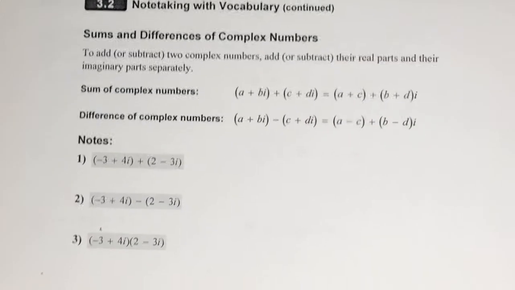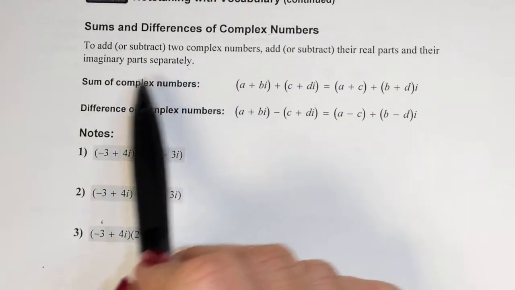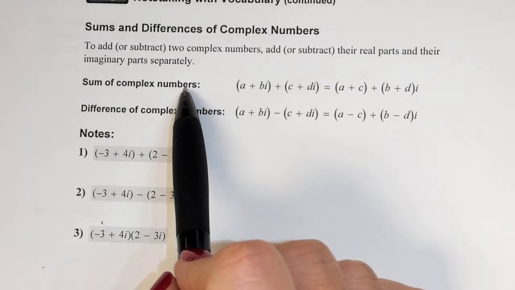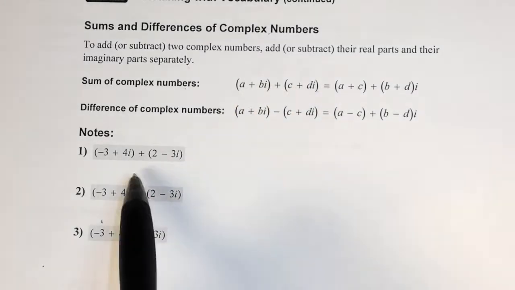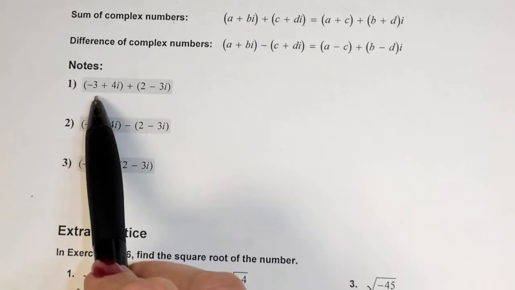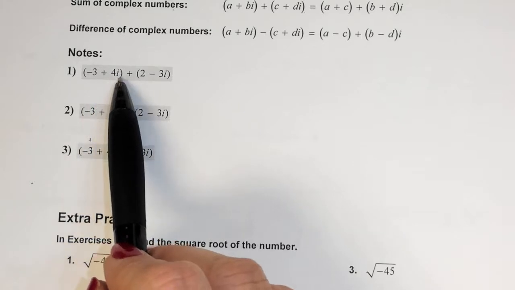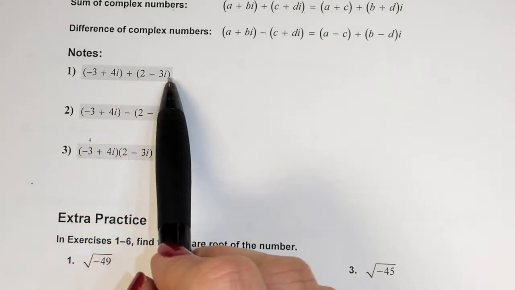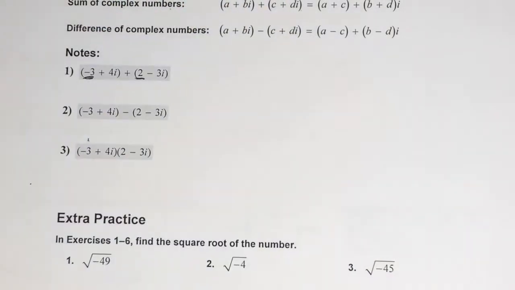All right, let's go over to page 53. Sums and differences of complex numbers. This is very straightforward. To find the sum of complex numbers, all you're going to do is add like terms. So these parts are alike and the i parts are alike. So we're just going to add the like terms. Let's do this first example here. We have negative 3 plus 4i plus 2 minus 3i. So this is like this. Okay? So we're just going to combine them.